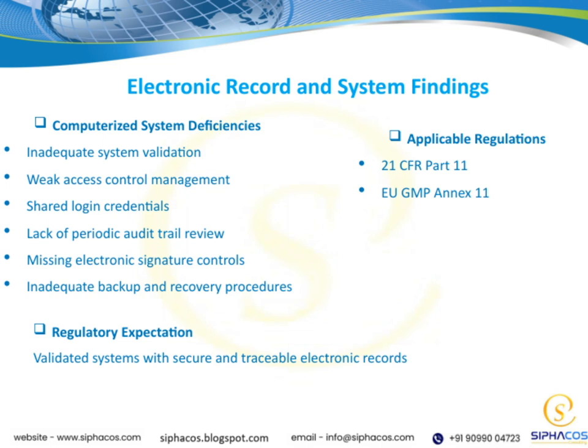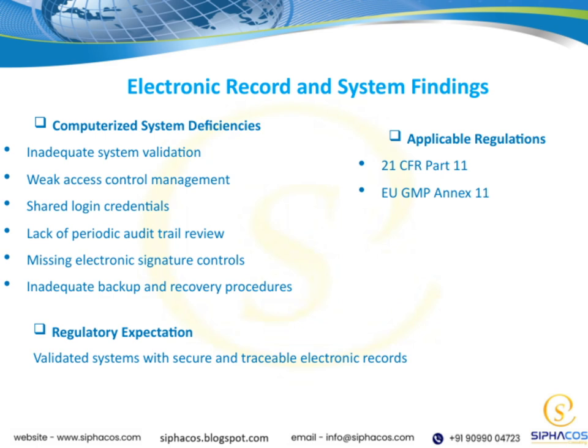First, the regulatory expectation is clear. Systems need to be validated, secure, and capable of providing traceable electronic records. This is essential to ensure data integrity and compliance. When we consider the applicable regulations, we see references like 21 CFR Part 11 and EU GMP Annex 11, which set the standards for electronic records and signatures across different regions.